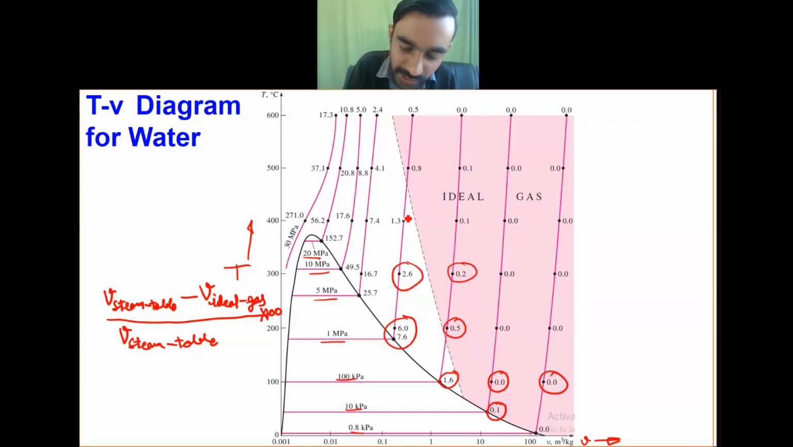Similarly, for 1 megapascal we now have a significant amount of error. So what we have done is place this dashed line over here. This dashed line represents the demarcation of the regions in the superheated zone where the ideal gas equation is applicable with accuracy better than, meaning error less than, 1%. In this zone the error is less than 1%, and in the zone on the left of this dashed line we have error greater than 1%.